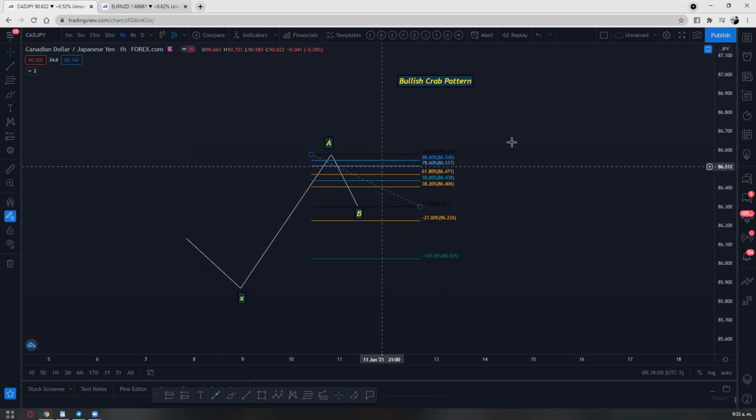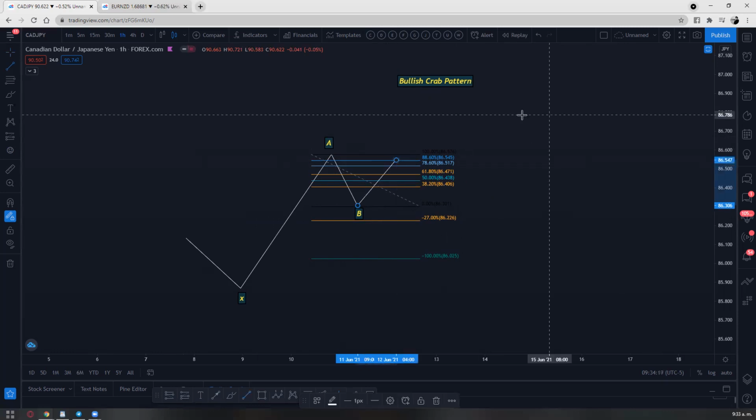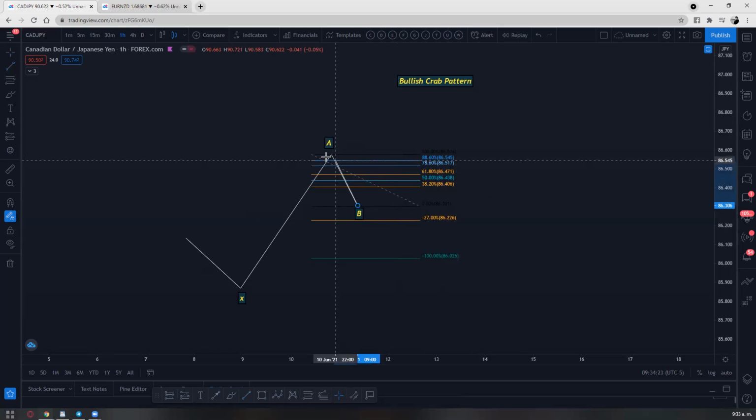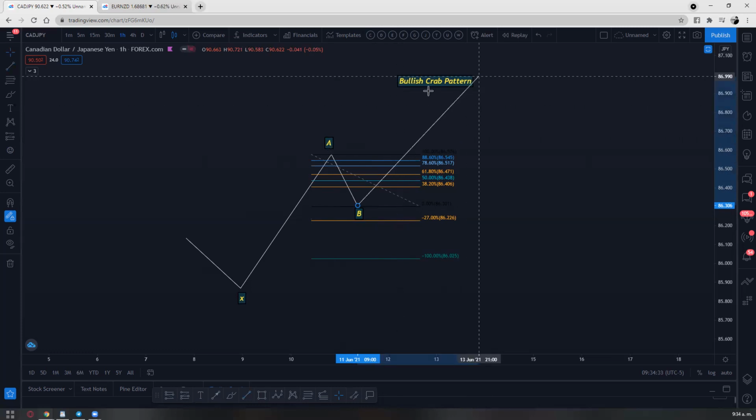But usually the pullback here cannot go higher than 0.8. So from here, let's suppose it's bouncing off right there, right? It usually goes this way to the 88.60. If for some reason the price goes above the 0.8, then this is no longer valid, it's not a crab pattern anymore. It could maybe be another pattern. You should be looking for a different type of pattern. But talking about this one in particular, it should not go above the 0.8.